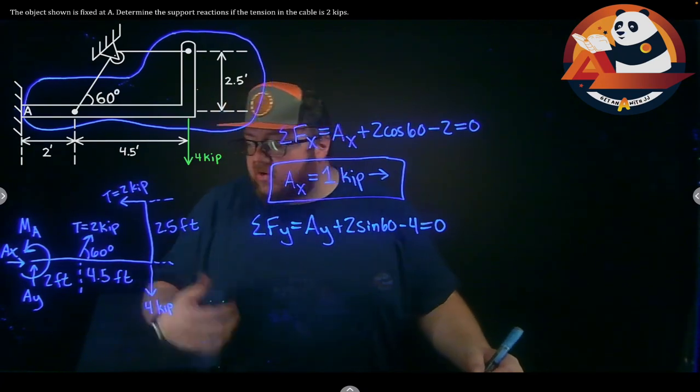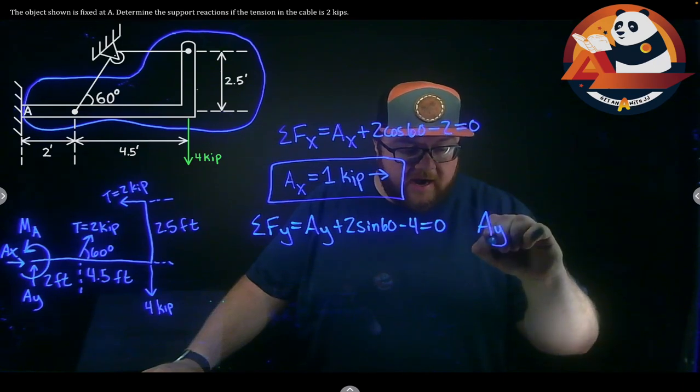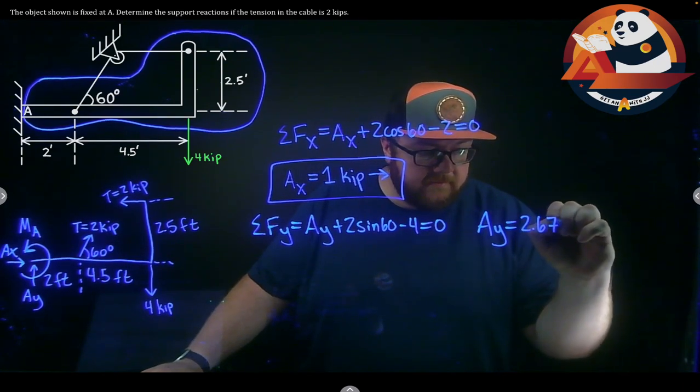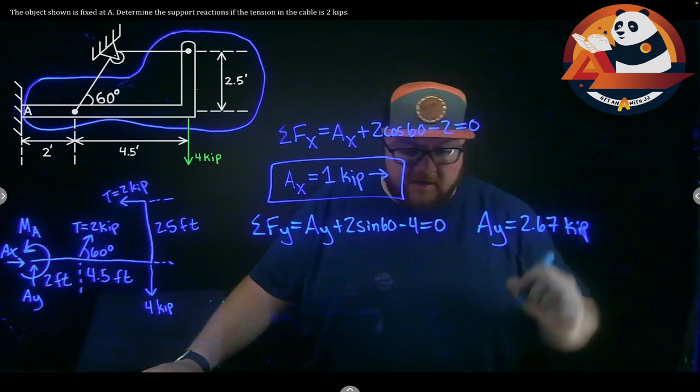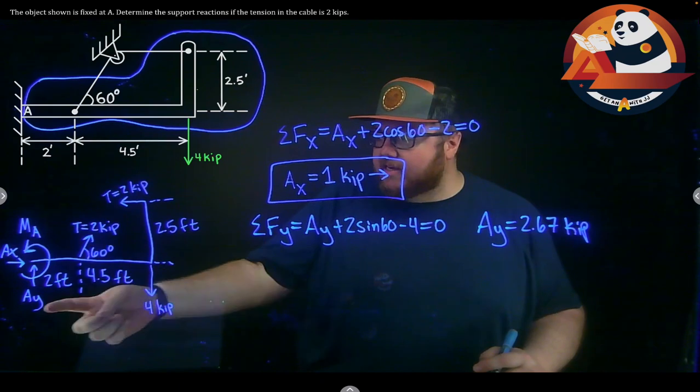AY is my only unknown here. I should be able to solve and get from this one that AY is 2.67 kips. That's going up, or I get a positive answer out here. So I am acting upwards.